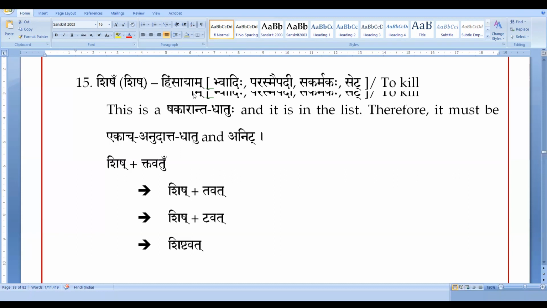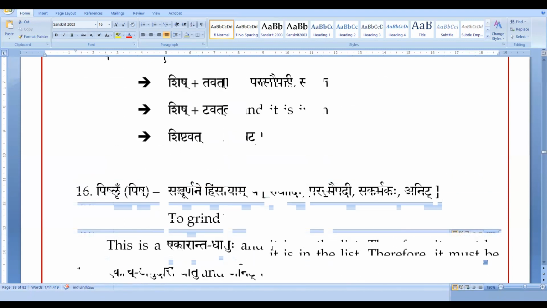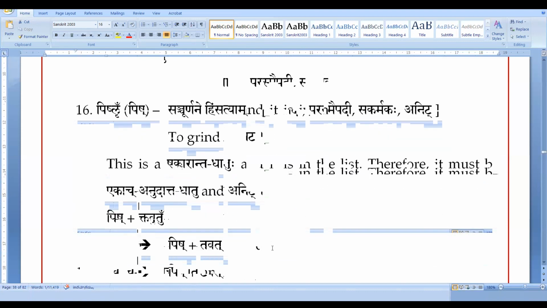Then here it is Dvadigana, himsayam, anit dhatu, therefore shishtavata. Saha shishtavan means he killed. What's the meaning? The next dhatu, pishta dhatu. From that only we get peshanam, pishtasya peshanam. Ordering the already powdered, means saying the same thing again and again, like what we do in nishta pratyaya. So, pishtasya peshanam it is.